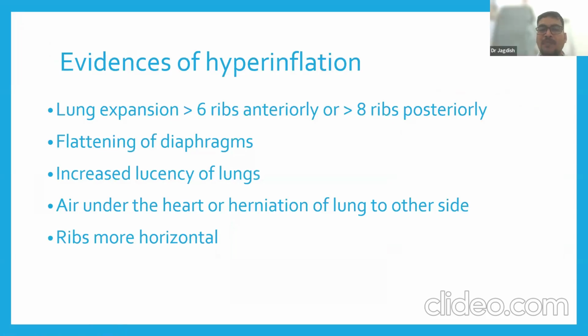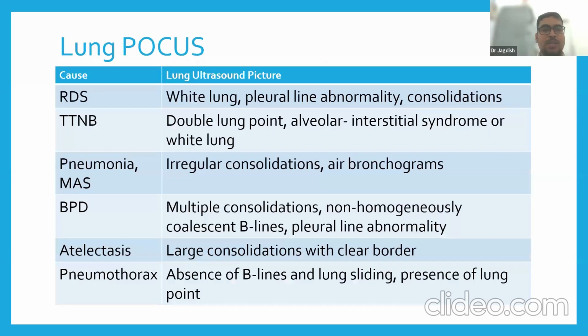So what is the evidence of hyperinflation? I have already told. The normal lung is within 6 ribs anteriorly and 8 ribs posteriorly. But if the lung expansion is more than 6 ribs anteriorly, or more than 8 ribs posteriorly, then you tell it is a hyperinflation, and there is a flattening of diaphragms, increased lucency of the lungs, or air under the heart, or herniation of the lung to the other side, and ribs look more horizontal. So these are all the features of hyperinflation.